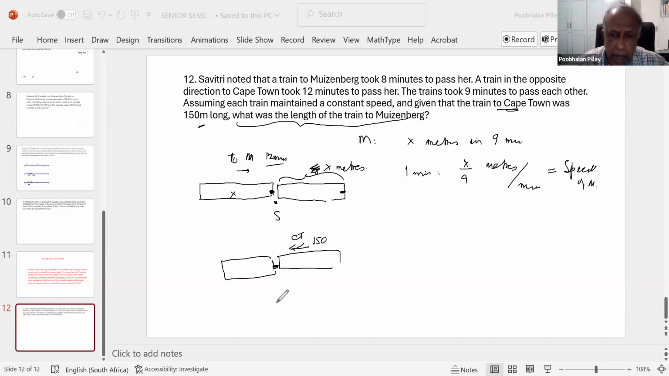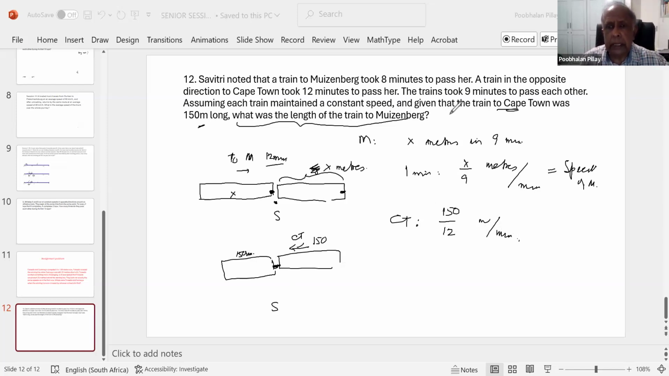The Cape Town train, it's traveling to Cape Town. So again, we look at Savitri standing here, and the front of the train moves through a distance of 150 meters. In how long? It took 12 minutes. So therefore, the Cape Town train's speed is, as we had x over 9 here, going to be 150 over 12. Very similar. But it's taking 12 minutes now, and it travels 150 meters per minute. Right, so you got the speeds of the two trains.